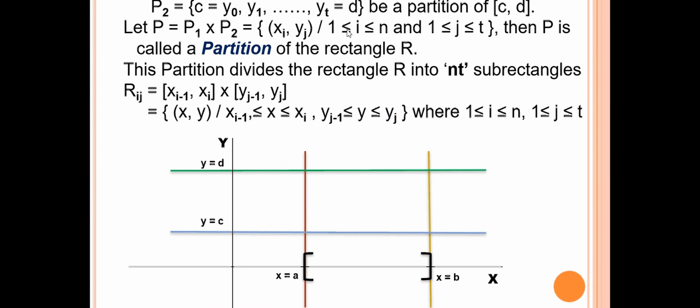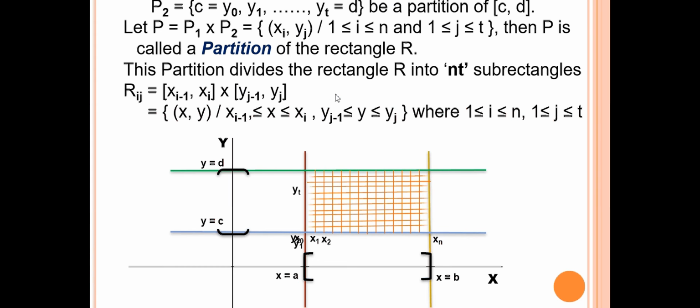So let us start. This is your interval AB, and we are going to partition it something like this. So say a as x0, x1, x2. You can see the orange lines, vertical lines. So these are the partition of AB, and xn equal to b, and this one is the interval CD, and now we are going to partition this also. So this is y0 as c, y1, y2 and yt. So we have partitioned the CD into t subintervals.